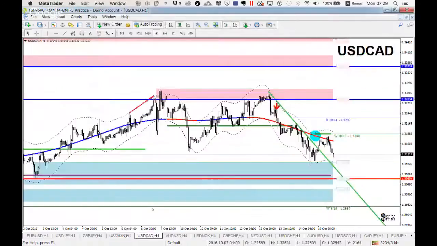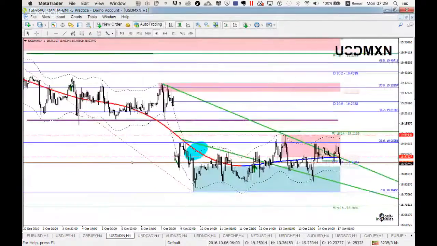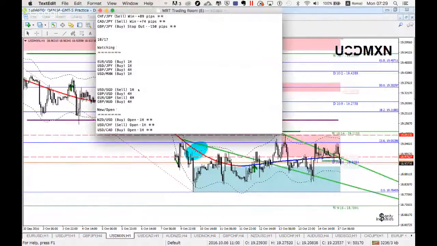And all the rest are open trades at this point. So let's look at what was left on our watch list. The dollar Sing dollar. I wasn't able to send that out as a signal, but it did open last week. Let's just look at that chart and see what happened.